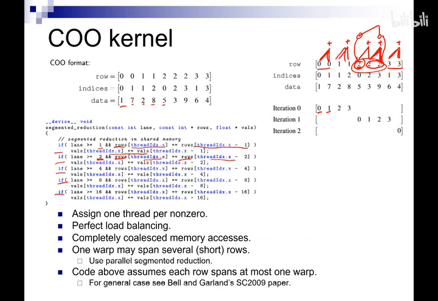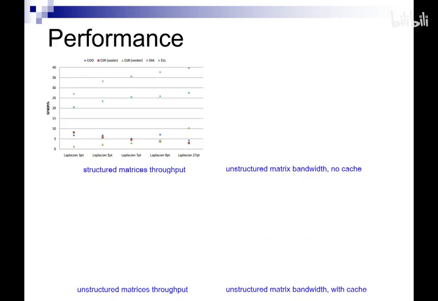Nowadays people have improved on these, obviously, but the basic ideas are still adapted from the Bell and Garland paper. So this paper has more details if you want to look in more detail at this kernel or anything else about this stuff. Okay, so the final thing is, now let's look at the performance of all this.